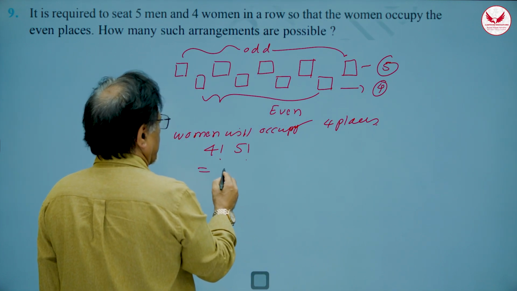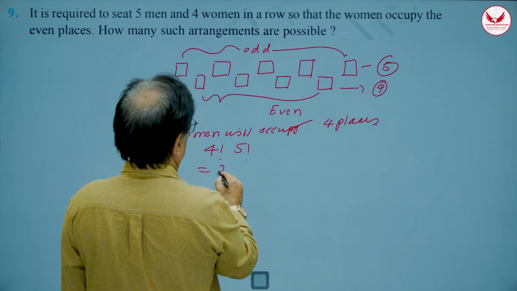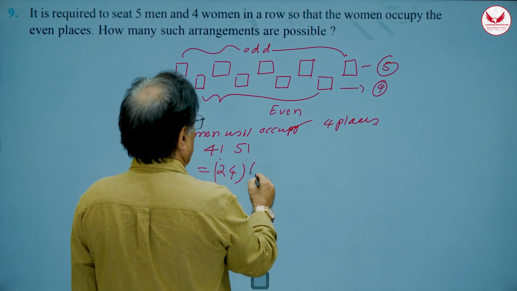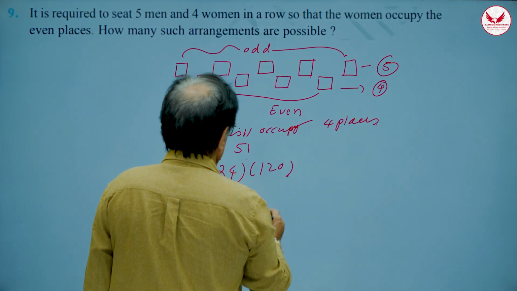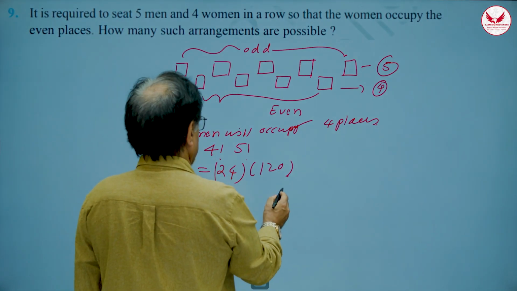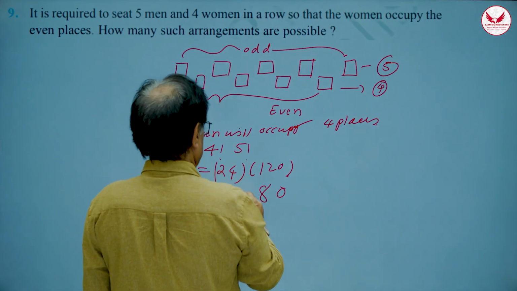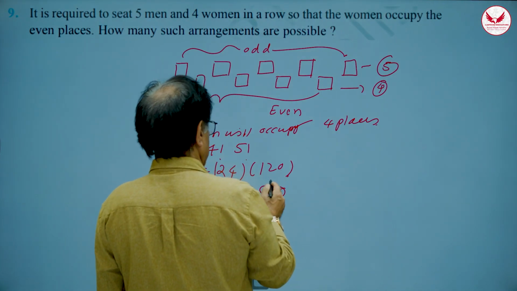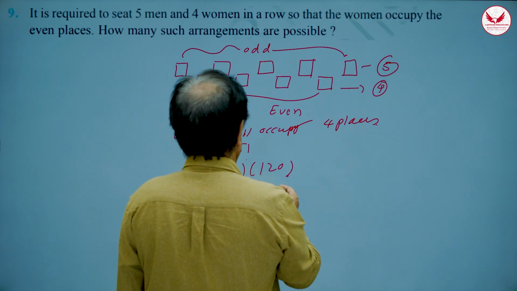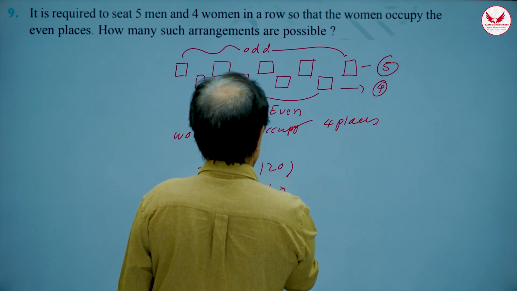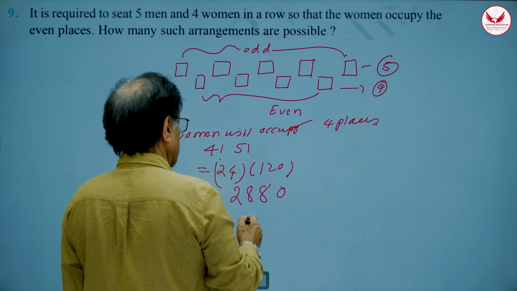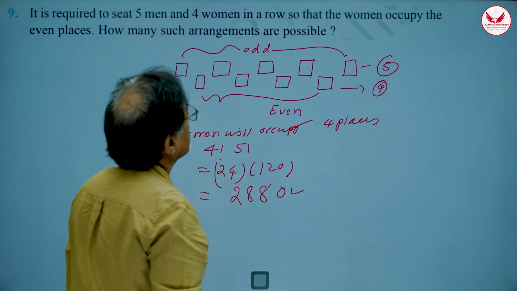So 4 factorial we all know is 24, and 5 factorial is 120. So the answer is 24 times 120, which is 2880.